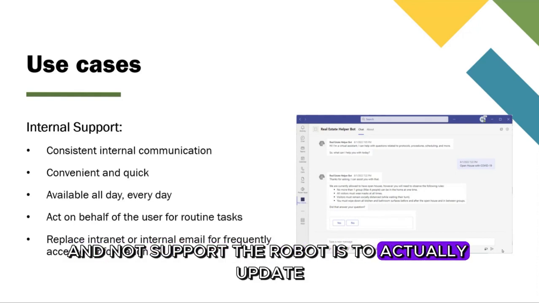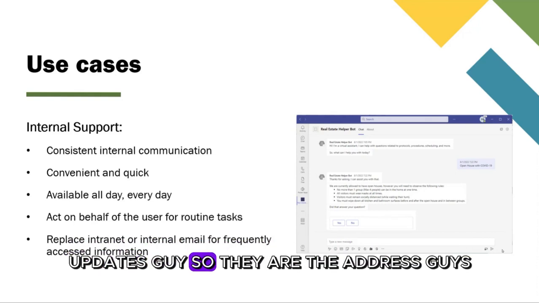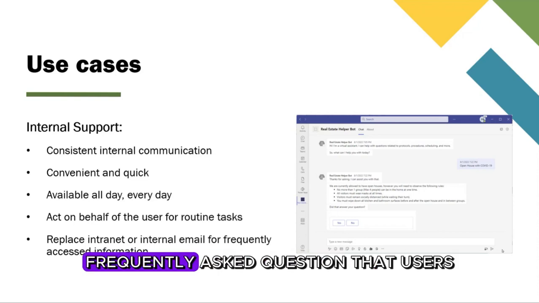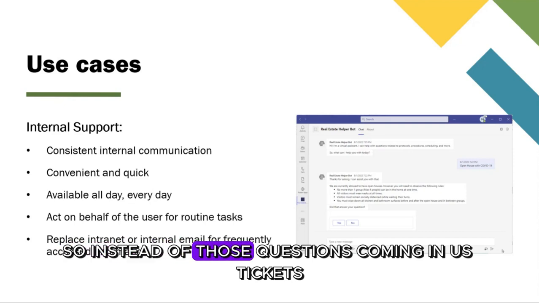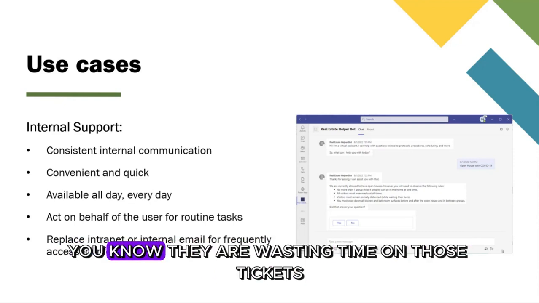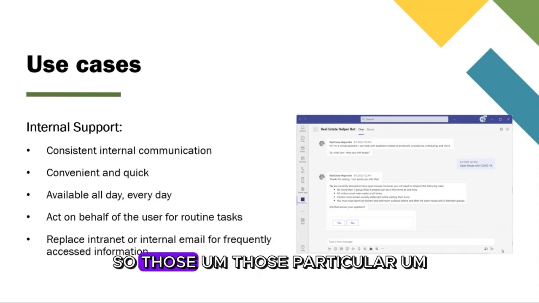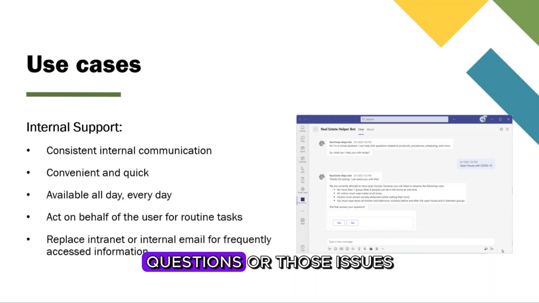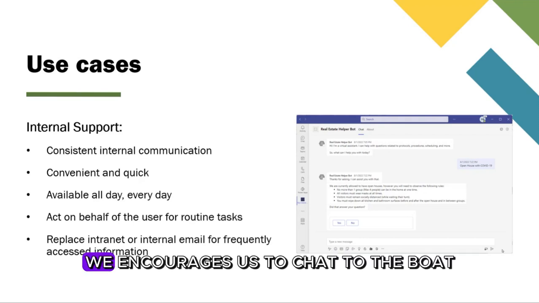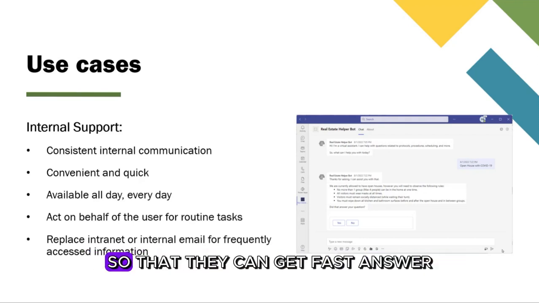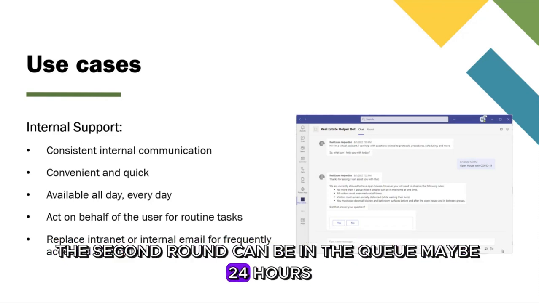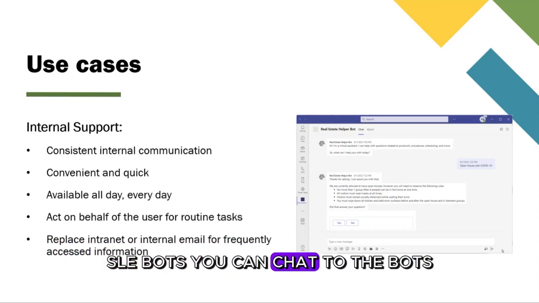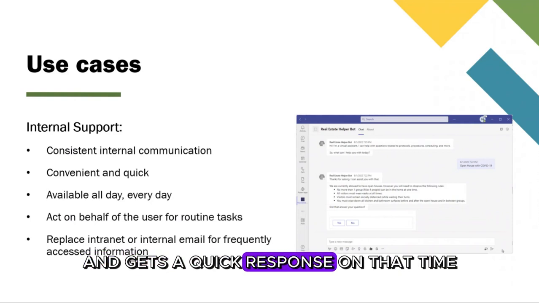The other bot is to actually help the help desk guys. So the help desk guys discover that there are some frequently asked questions that end users usually ask. So instead of those questions coming in as tickets, they are wasting time on those tickets. So for those particular questions or those issues, we encourage users to chat to the bot so that they can get a faster answer, because the ticket can be in the queue maybe 24 hours SLA, but you can chat to the bot and get a quick response on that time.